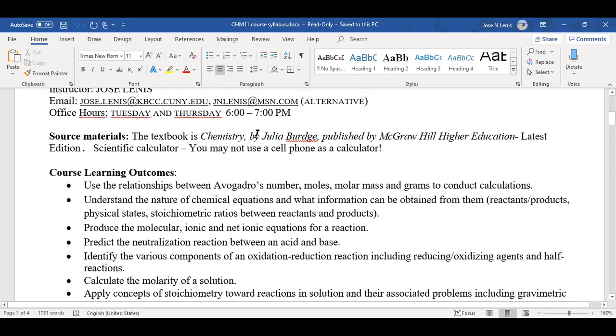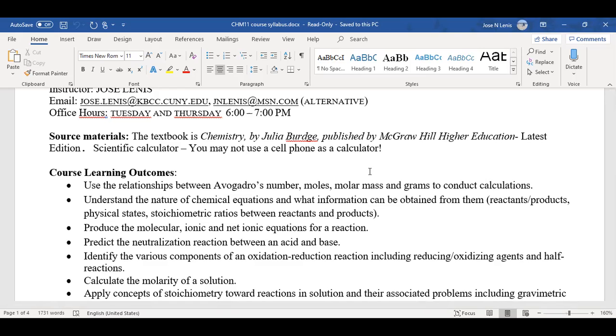All right. The official chemistry textbook of the Kingsborough Community College Physical Science Department is the Burdge chemistry textbook. If you have it, wonderful. If you have a different one, great. You need to have at least one textbook. That's my recommendation. If you don't want to buy it, they're very expensive, get another one.